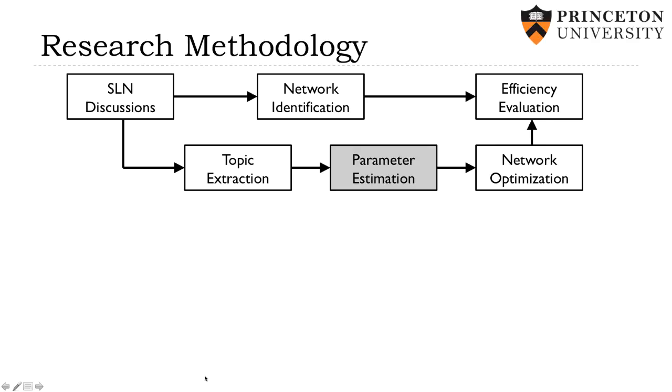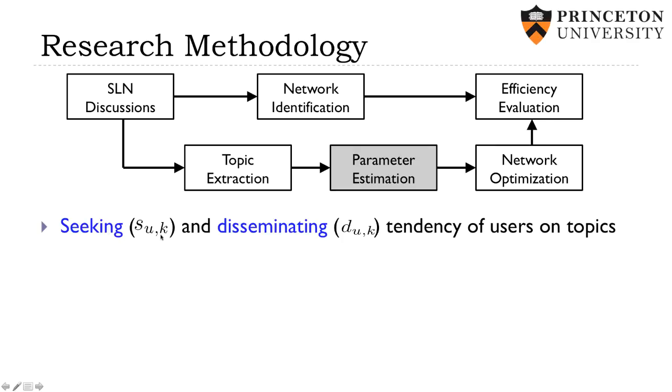For parameter estimation, we analyze the learner's tendencies for seeking, or asking questions, and disseminating, or answering questions, on each of the discussion topics. There are a couple of considerations to be made here. To start, how can we determine whether each post is meant as a question or as an answer to a question? Then, what is the right way to aggregate all of the questions and answers together for each learner to come up with their seeking and disseminating tendencies? For more details on our approaches for these questions, again, you can take a look at the full paper.